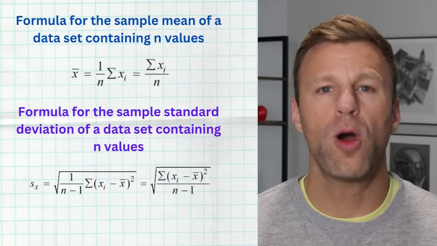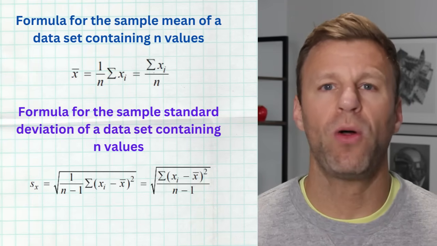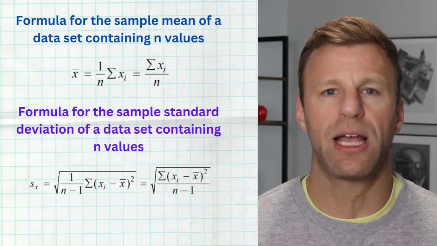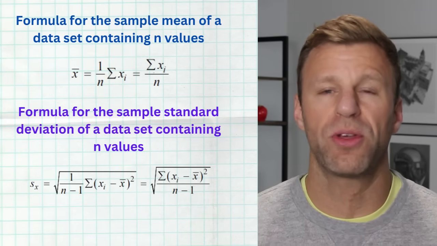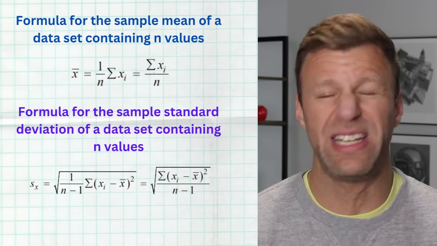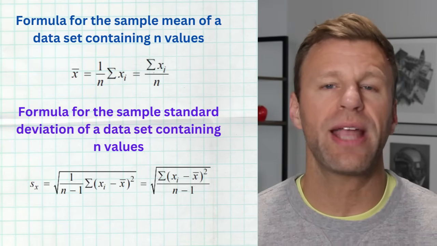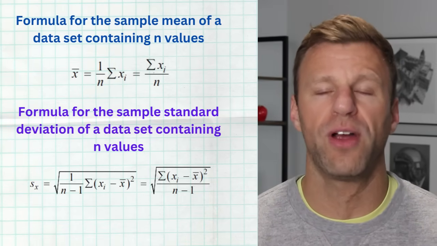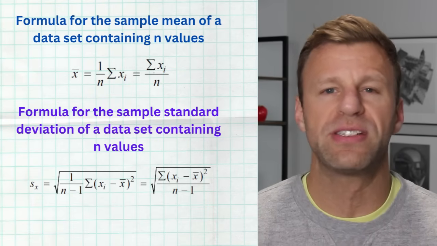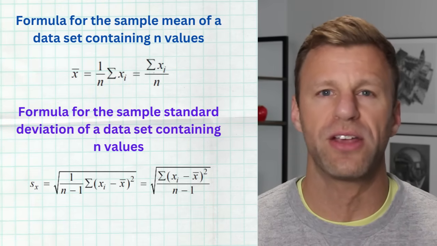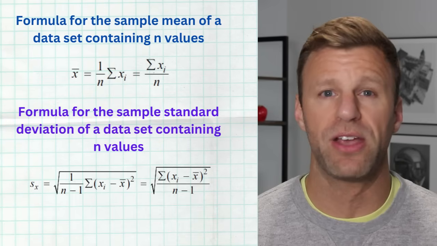First up, we have the formulas for the mean of a sample and the standard deviation of a sample. Now, to be quite honest, these formulas are great, they're nice to have, but you're really never going to use them because your calculator could do all of it for you very, very quickly. Now, finding the mean of a sample is quite simple. You just add up all the values in your data set and divide by how many values you have.